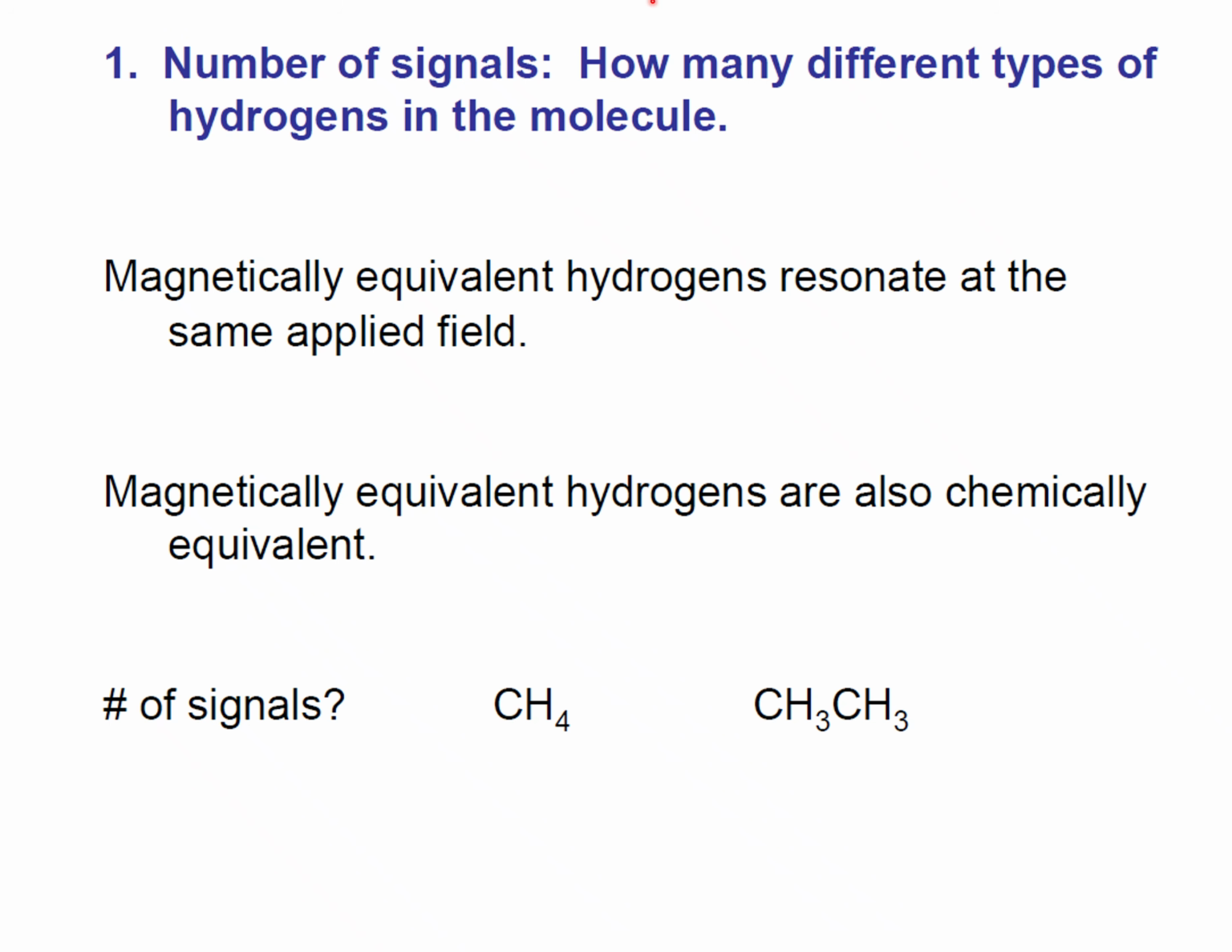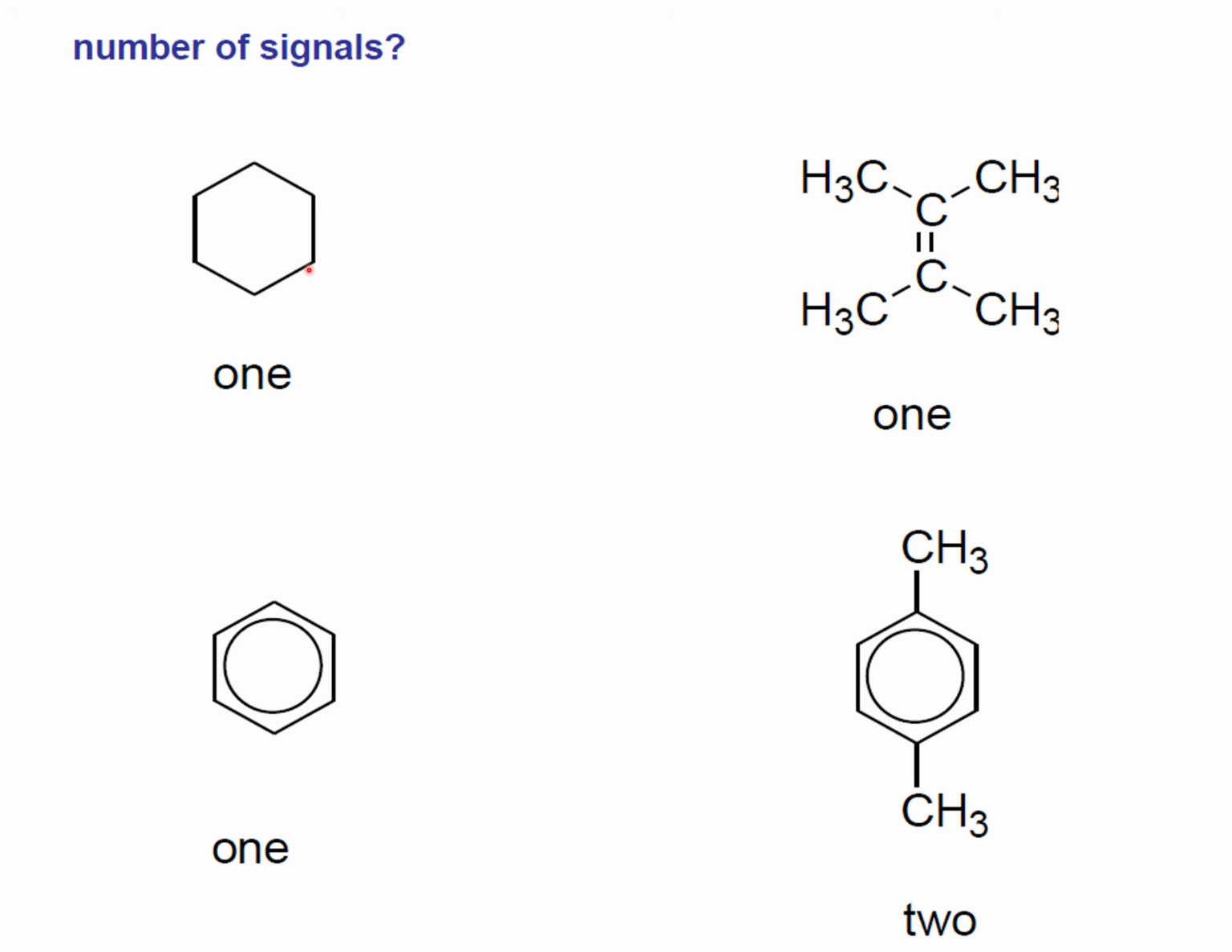First of all, the number of signals: how many different types of hydrogens are in a molecule. To understand this, first think about how many signals can be found from here. These four hydrogens are of similar type, so one signal. Then CH3 CH3, obviously these six hydrogens are of similar type because there is no variation, so one signal. Here it will be one signal because all of the hydrogens are in a similar environment. Here is also one signal, it is benzene. You will find one signal.